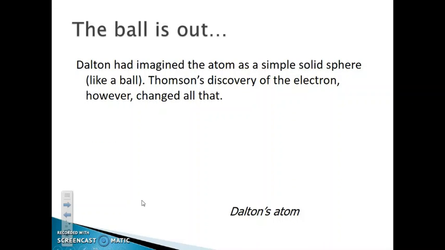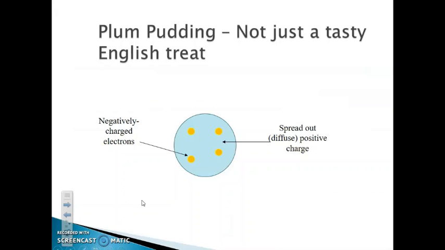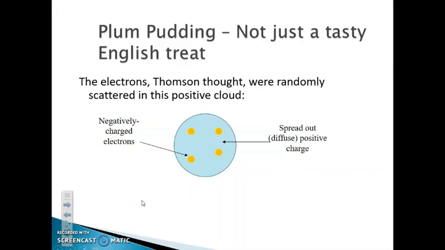And so then, one of Dalton's most important points of his atomic theory was disproven. Atoms are not the smallest particle of matter at all because they actually have something smaller inside of them. That something would be the electron. So Thomson knew that the atom was neutral overall. It had no charge, and so if it had negative electrons, it had to have something positive inside there too. And so Thomson just assumed the positive charges spread out throughout the whole atom in this cloud, like this jelly type thing, and then the negatively charged electrons were embedded in that positive cloud.